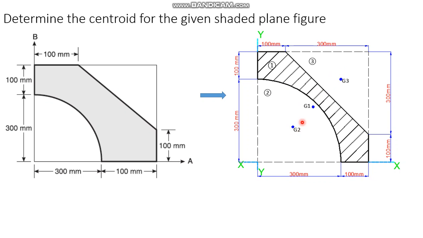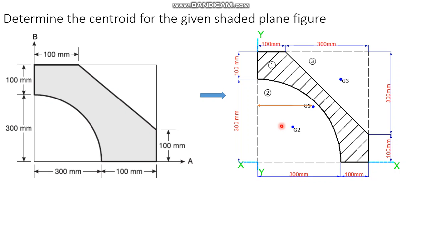In this, G1 represents the centroid of the rectangle or square, G2 represents the centroid of the quarter of the circle, and G3 represents the centroid of the triangle. This whole figure is in the first quadrant, so therefore all x and y will be positive. First, the area is rectangular, so we'll find out the CG of that.